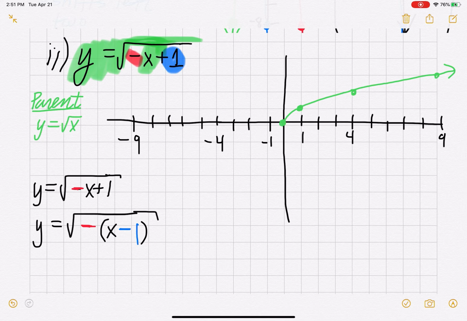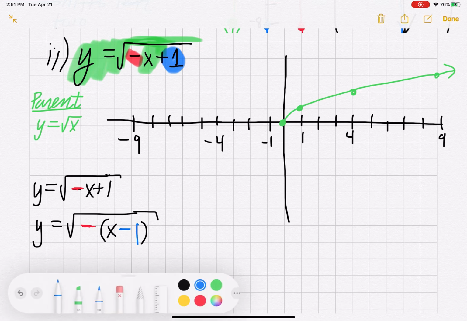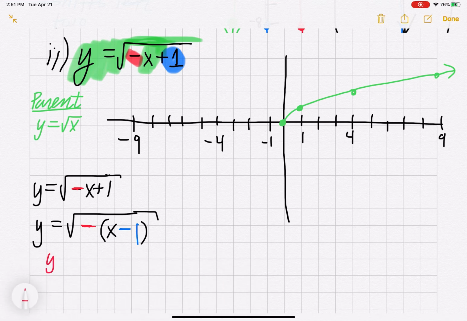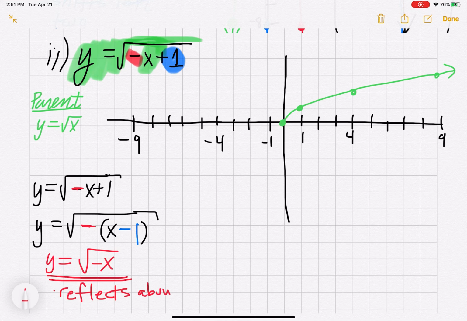So first of all, I want to focus on that minus out in front of the house. So I'm going to focus on right now the red part. I'm going to focus on y equals square root of minus x only right now. We're not going to worry about that minus 1 and parentheses after the x. So what does that minus in front of the x inside of the house do? It's a reflection about the y-axis.